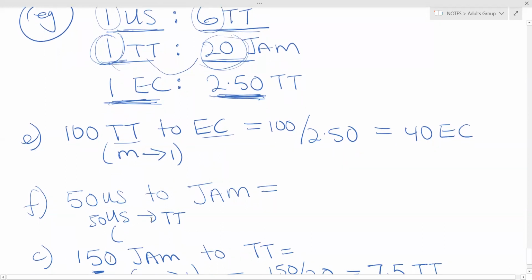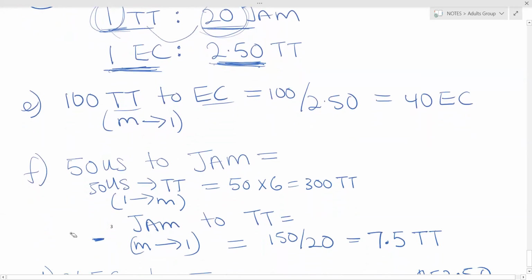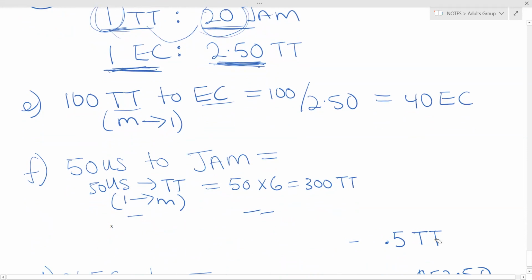US to TT. What type of relationship? One to many, very good. One US to many TT, which is one to many. So we know that we have to multiply, which is 50 by 6. So that's 300 TT from 50 US. So now that we have the 300 TT, we are not done. We have to change the TT to Jamaican.